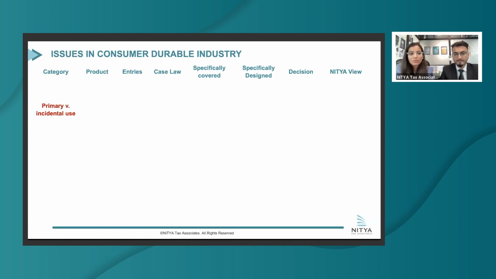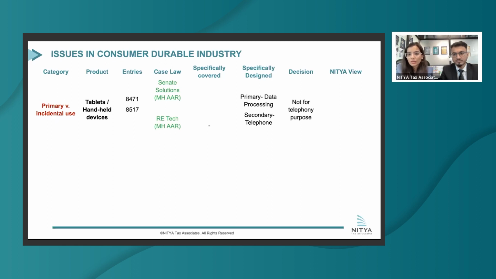Then coming to another dispute with respect to primary versus incidental use. You would have heard of this dispute whether tablets are classifiable as phones, mobile phones, or computers. So the contesting entries are telephones or mobile phones versus computers. There have been case laws which say that since for tablets, the primary function is more of a computer, data processing, and only because of technology advancement, they also have the function of attending calls, receiving calls, they do not become mobile phones and they will remain ADP machines only.